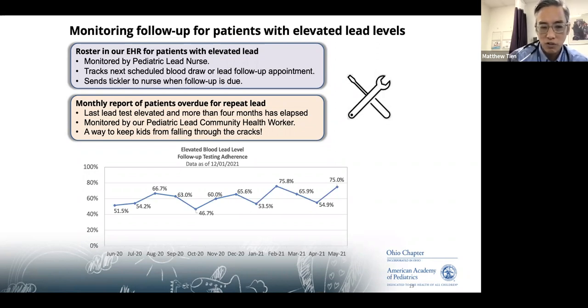And so on the bottom graph there, we have a metric that we're tracking: how many patients of ours who had an elevated lead test had that test followed up with another lead test within 6 months. You can see we're bouncing around 50 to 60% last year, and now the last few numbers, some of them have been 75%. So we feel like getting these reports is helpful in keeping kids from falling through the cracks. And it's a way to show whether we're providing timely follow-up for these patients, at least monitoring their lead levels. Next slide.